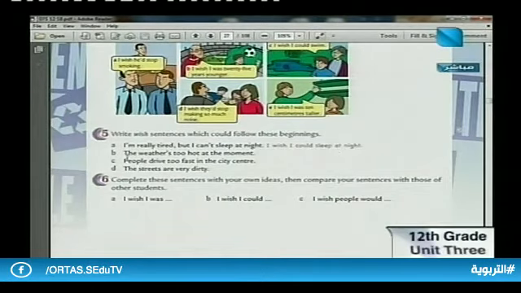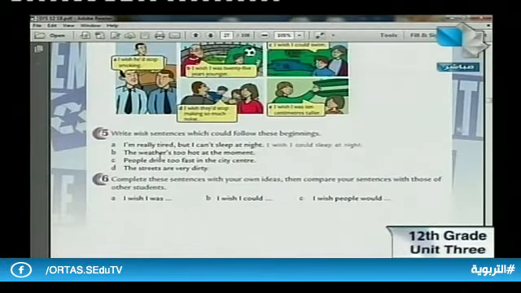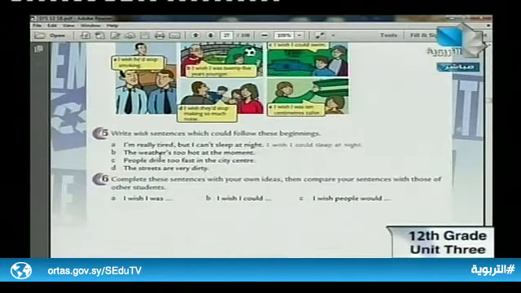Okay, number B, the weather's too hot at the moment. I wish the weather weren't or wasn't so hot at the moment. At the moment, between two brackets, it's up to the student to use it or not. Can I say, I wish it wasn't. I wish it weren't. Full stop. Yes, 100%. I can say that. Why? Because the second sentence depends on the first one in the meaning. So I can use only the auxiliary verb and use a full stop. That's it. There is no need to continue. So all these sentences are correct.